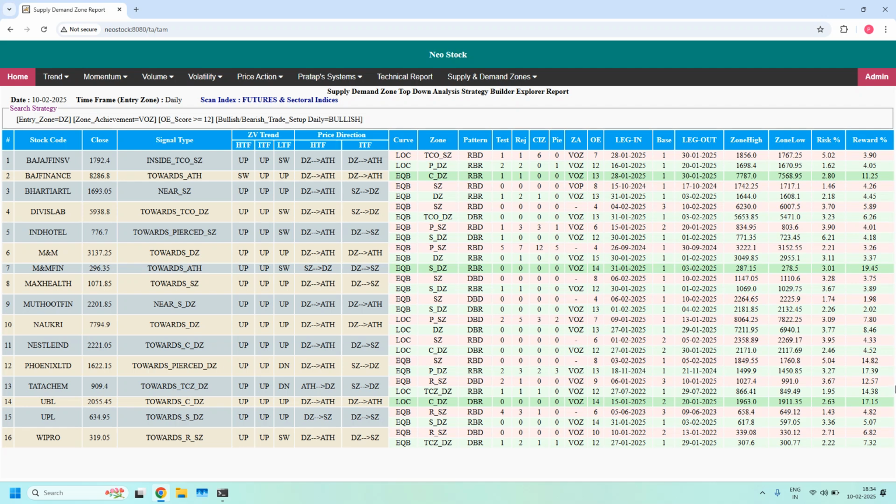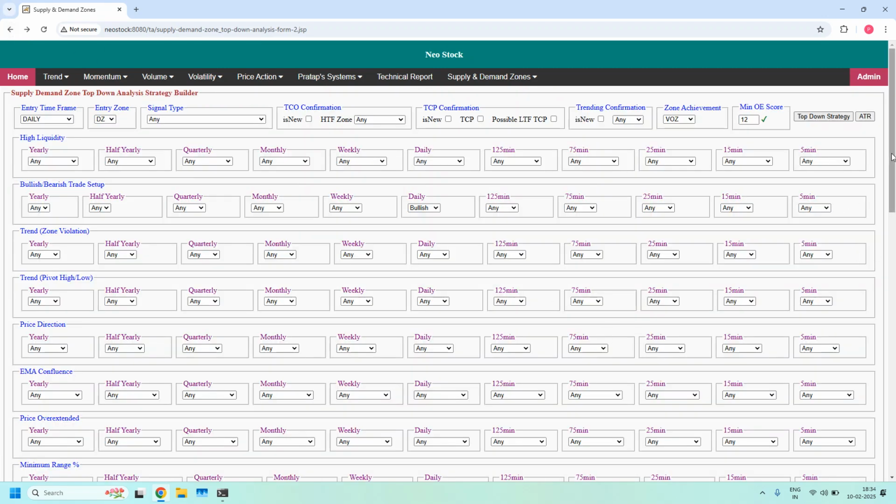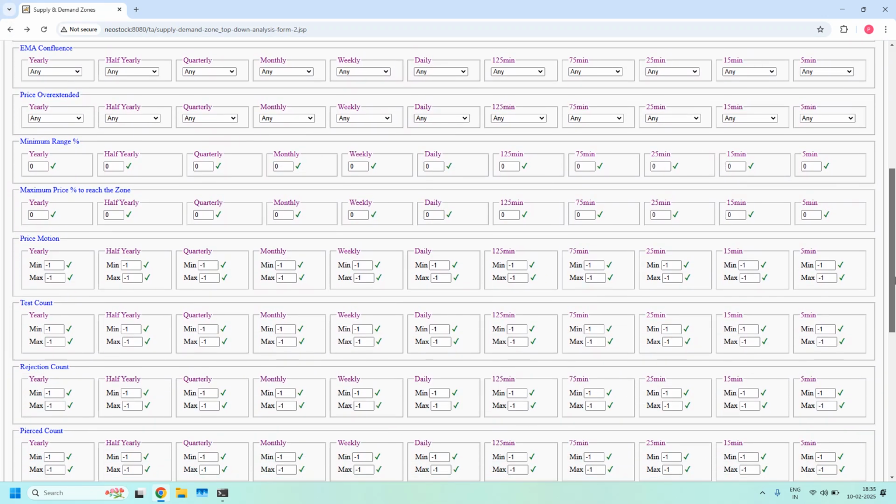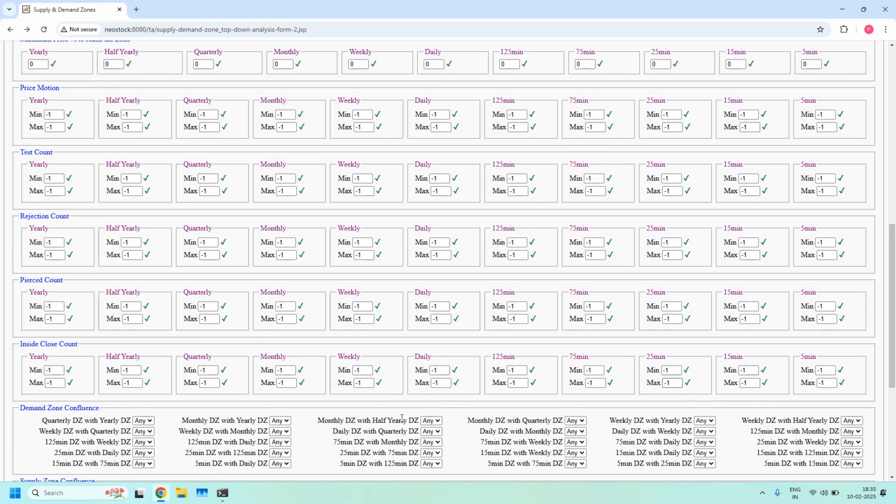Zone Confluence first filter is LTF and ITF. Second filter is LTF, ITF, HTF. As you land in lesson 28 or 26, sorry, 27. Lesson 27, I explained the strategies. Okay, in the demand zone confluence parameter, this is demand zone confluence.